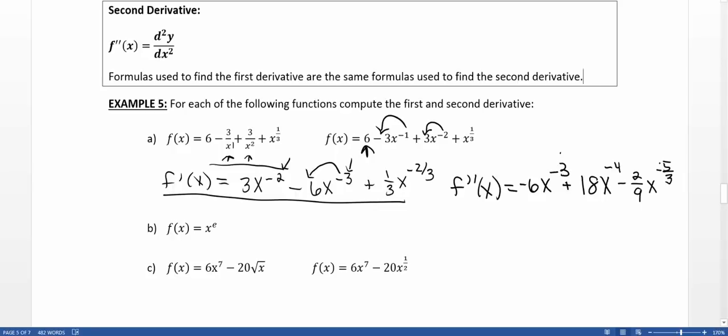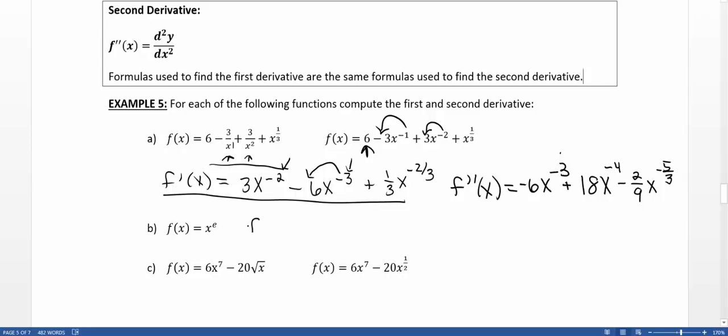So we use the same process on the first derivative to get the second derivative. Let's try it for the other examples. Part B looks a little funny. So for B, we have x to the e. Now remember that e by itself is a number, like pi. So when we have x to the e, it's still x raised to a number. So we can still use our power rule here.